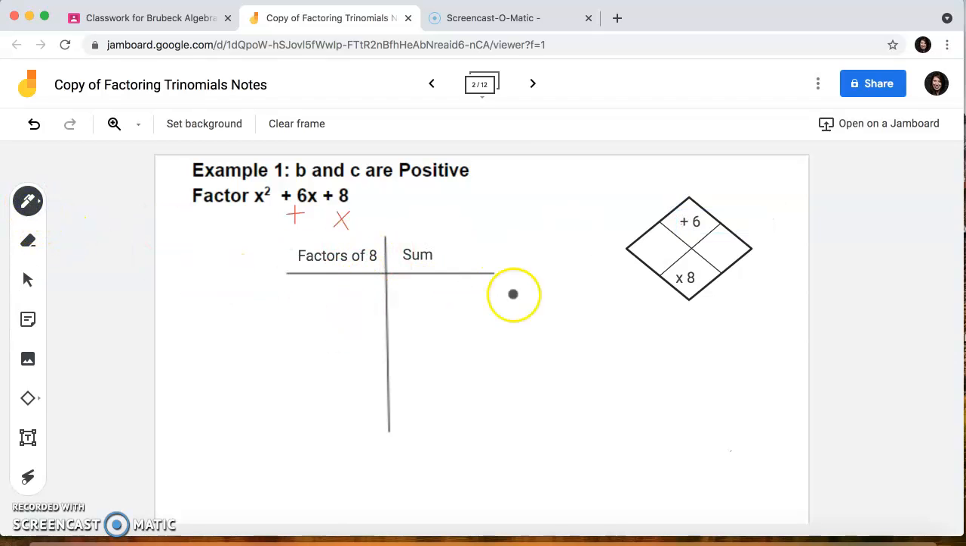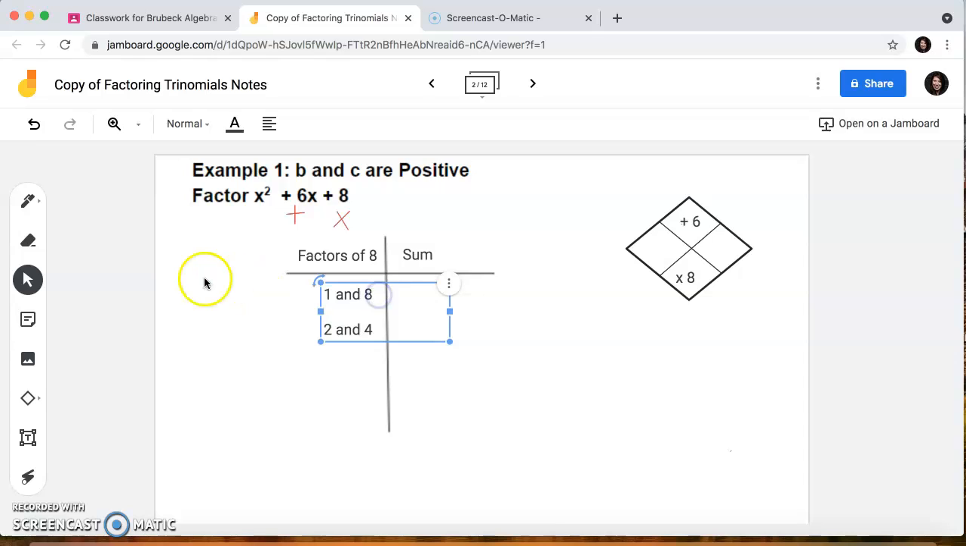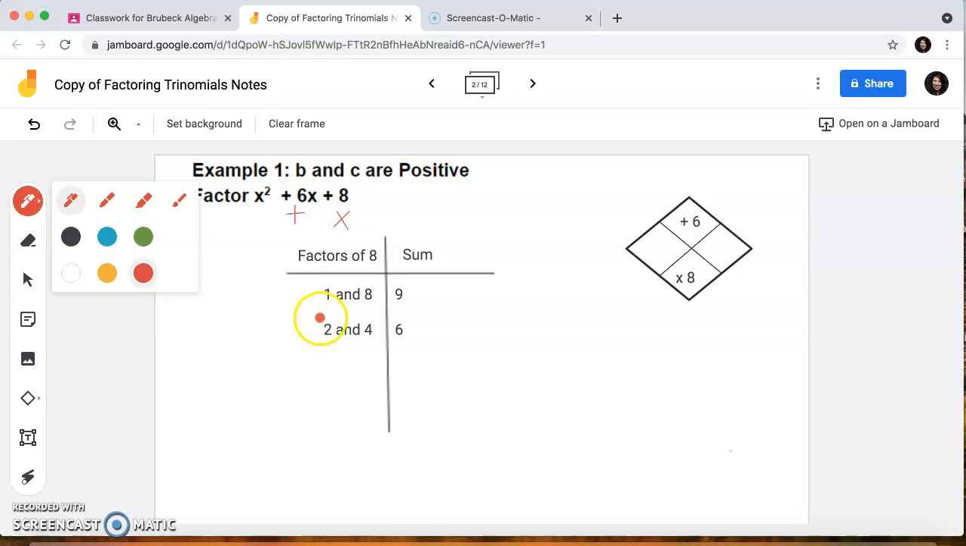Then I'm going to use this T chart here and write down all the factors of 8. So 1 and 8 multiply to get us 8. 2 and 4 multiply to get us 8. That's all I can think of. Then we're going to write down the sum, and sum means addition. So what do these add to? Well, 1 and 8 adds to 9, and 2 and 4 adds to 6. So when we're looking for two numbers that multiply to get us 8 and add to get 6, those numbers are going to be 2 and 4.